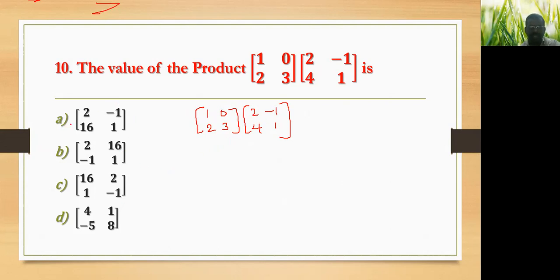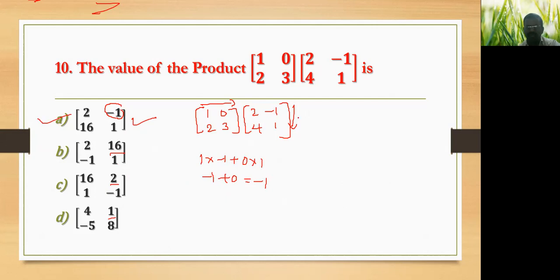Now observe here, in the first option it is minus 1, 16, 2, 1. So all four have different numbers. Therefore, straight away I go to the second element, that is first row with the second column. So 1 into minus 1 plus 0 into 1. See, now observe, 1 into minus 1 is minus 1, plus 0 is minus 1. So the second element is minus 1 where? In the first option. Therefore, A is the correct answer.